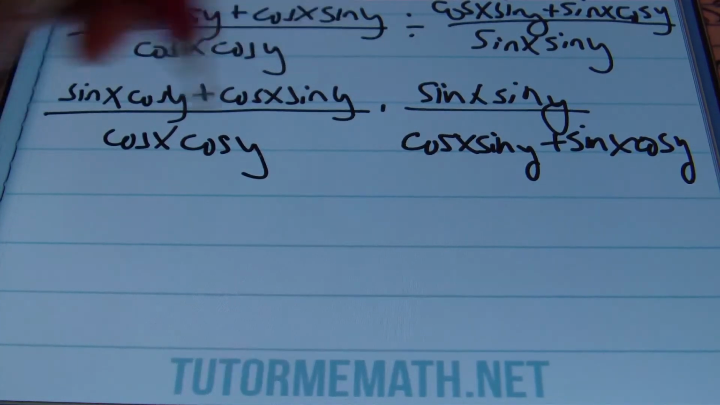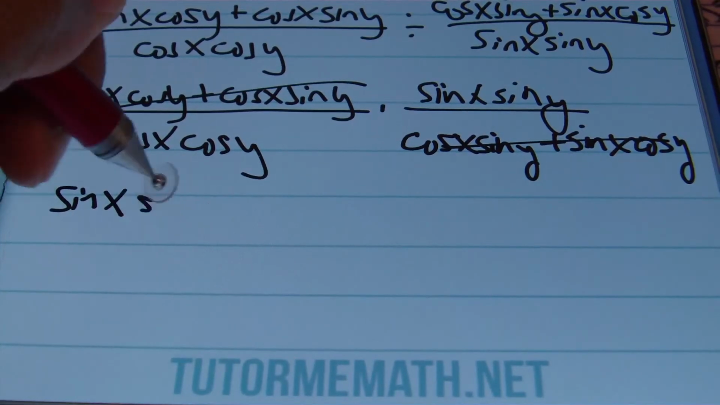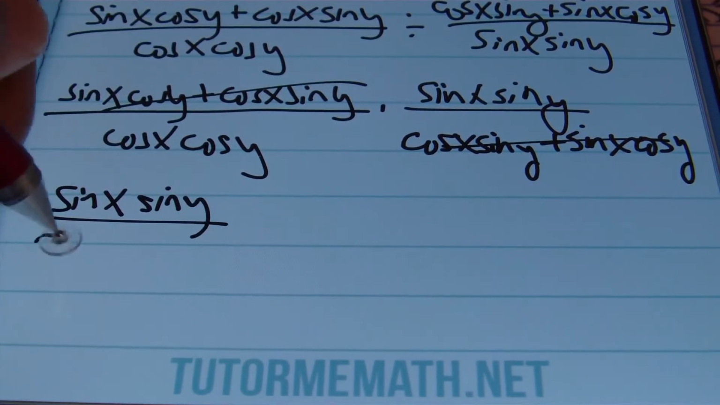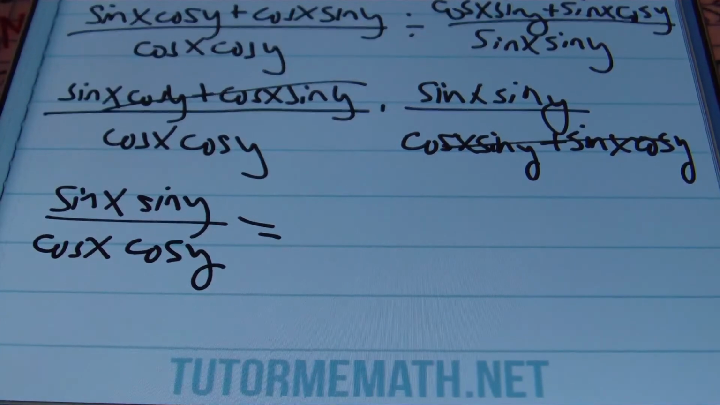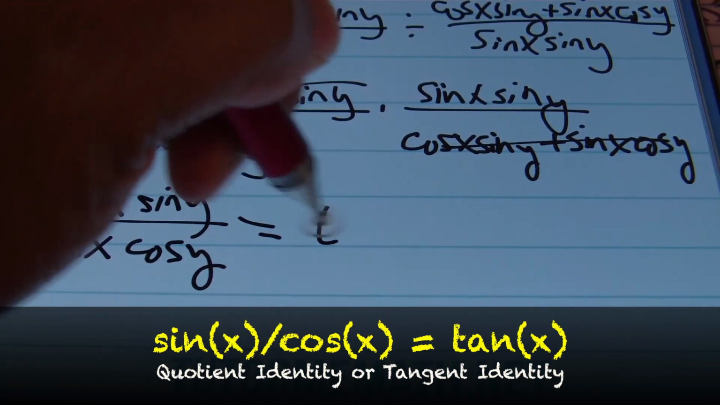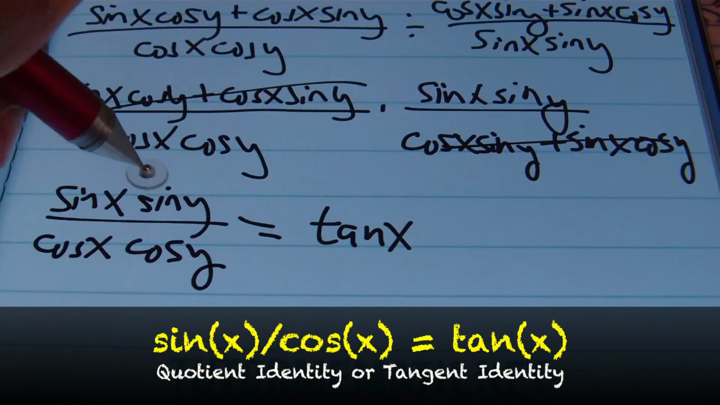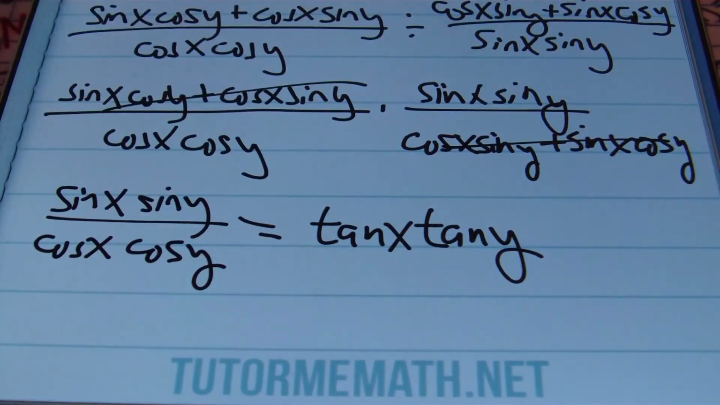So that means that we can cancel that out, and then when multiplying straight across, you'll end up with sine x sine y all over cosine x cosine y. All right, well, using your quotient identities, sine x over cosine x is tan x, and sine y over cosine y is tan y. So that verifies this problem, ladies and gentlemen. The left side now equals the right side. Done and done. That was problem number 7.